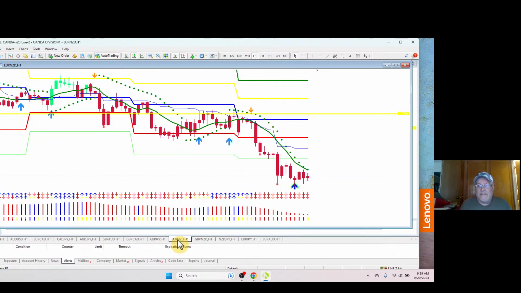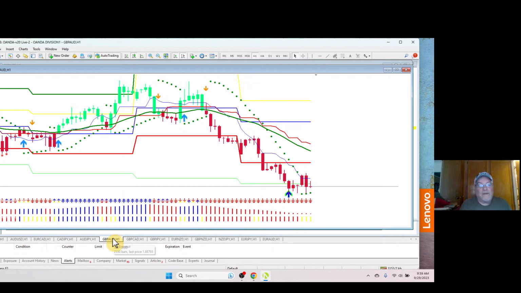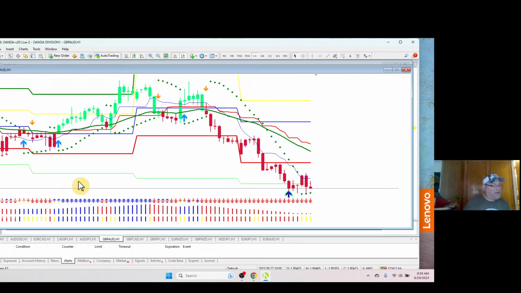Euro New Zealand, and it's trying to push up a little bit. That's what we want. Pound Aussie doing nothing, but we got our stops in place and target profits, so we've got the trade, so we don't have to worry about doing anything else. Anybody trying to get 8 pips, and they do, they get in, get stopped out, then they got to find another spot.